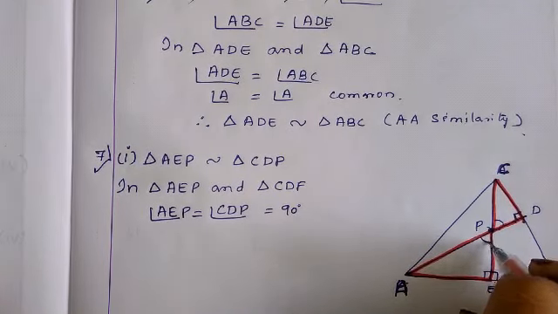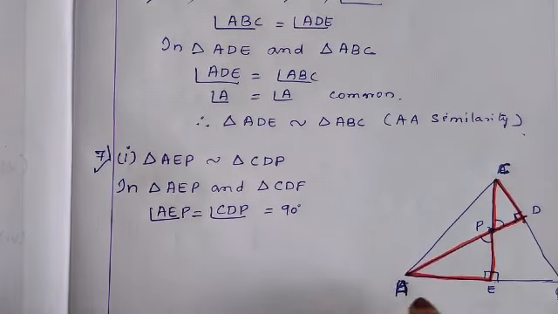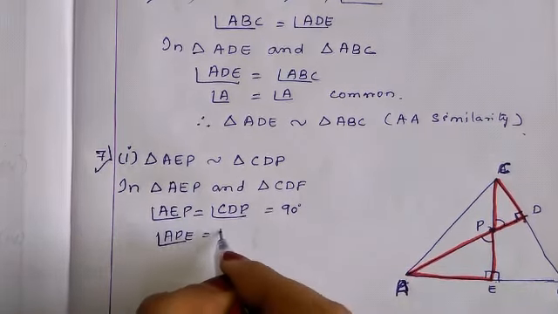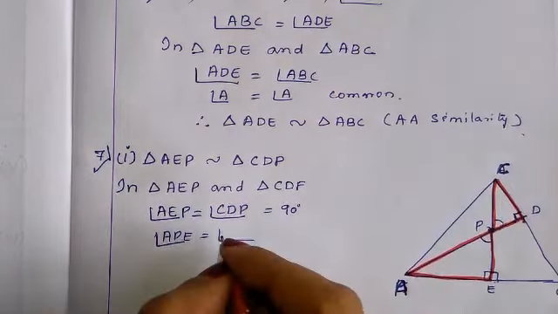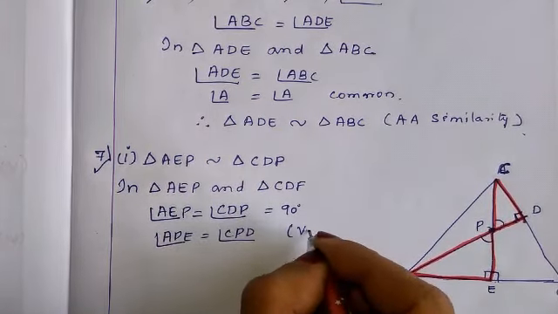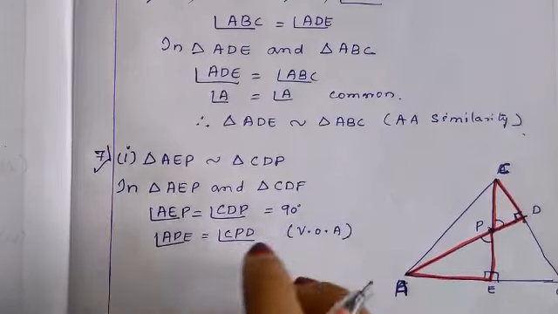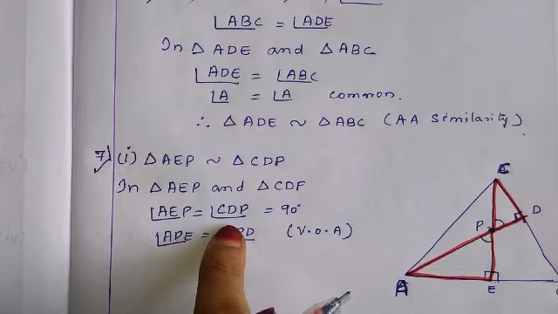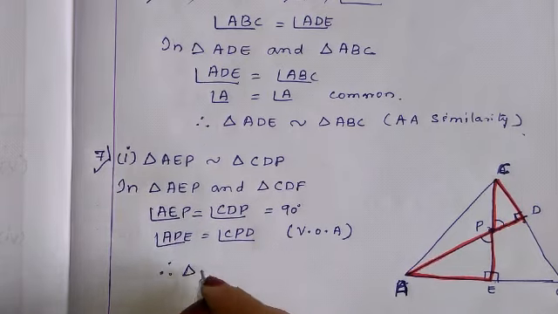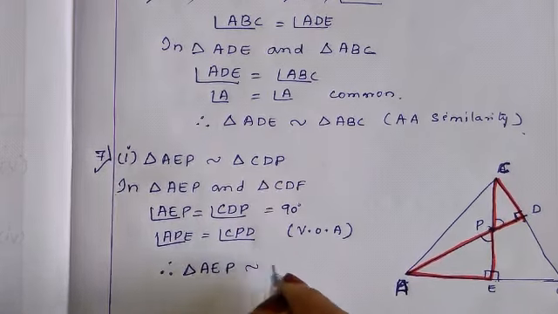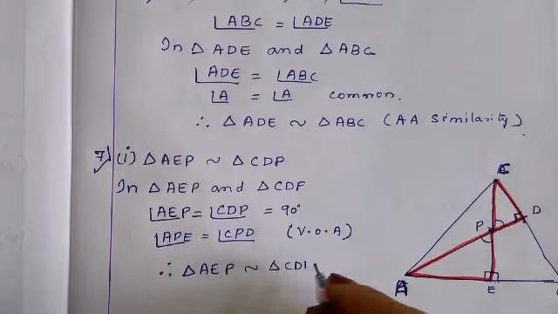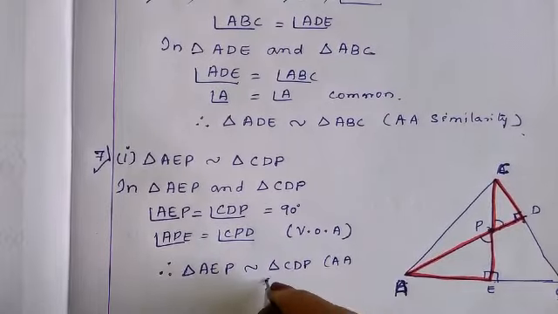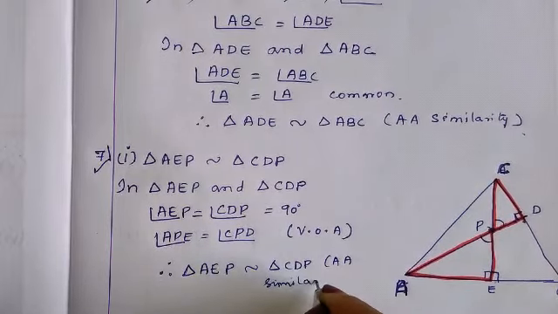Okay. One more thing we can write. These angles are equal, vertically opposite angles are equal. APE is equal to CPD. That is, vertically opposite angles are always equal. We know that when we make two angles equal, then we can say directly, therefore, triangle AEP is similar to triangle CDP by AA similarity. Like that, you have to try yourself.